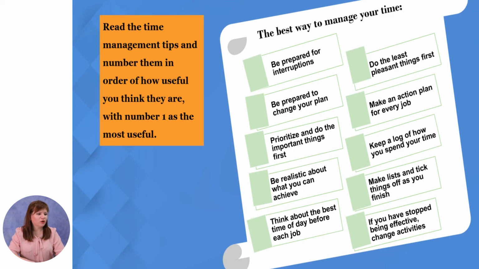Be prepared for interruptions. Be prepared to change your plan. Prioritize and do the important things first. Be realistic about what you can achieve. Think about the best time of day before each job. Do the least pleasant thing first. Make an action plan for every job. Keep a log of how you spend your time. Make lists and tick things off as you finish. If you have stopped being effective, change activities.